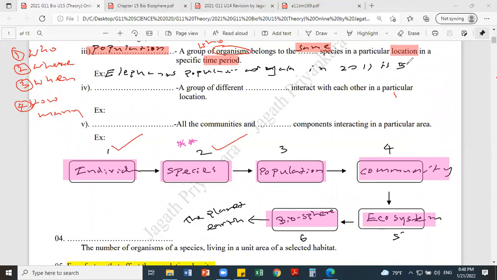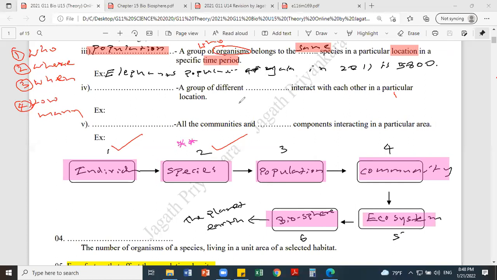So elephants population at Yala in 2011 is 5,800, or any other number you can write. Even the year you can change, not memorize this exact value and the year. Right, okay, I just gave one example, but they can give MCQ like this.